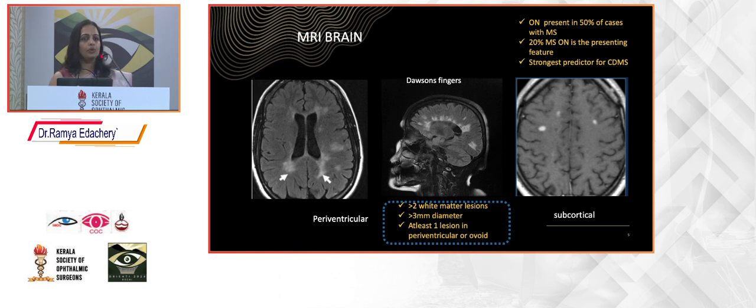So why should we do an MRI brain? Because multiple sclerosis is present in 50% of cases with optic neuritis, and in 20% of multiple sclerosis, optic neuritis is the presenting feature, and it is the strongest predictor for clinically defined multiple sclerosis. The lesions of multiple sclerosis in the brain can be periventricular, juxtacortical, subcortical, or infratentorial, as in the cerebellum. Typically the lesions in the periventricular area are called Dawson's fingers.